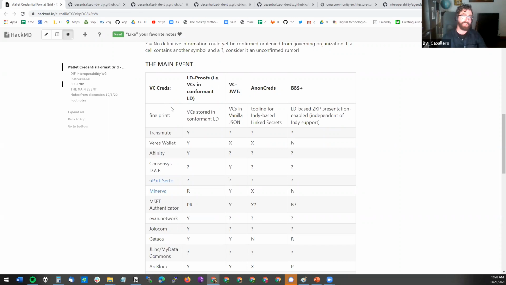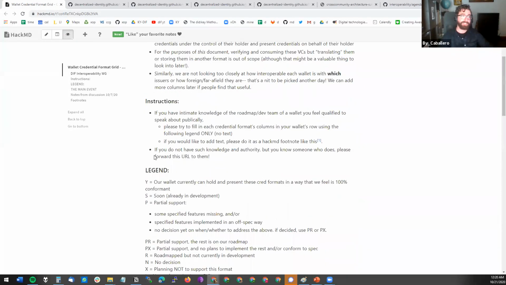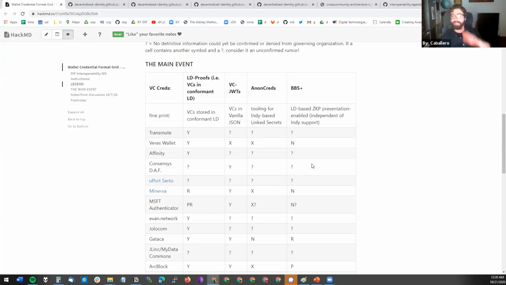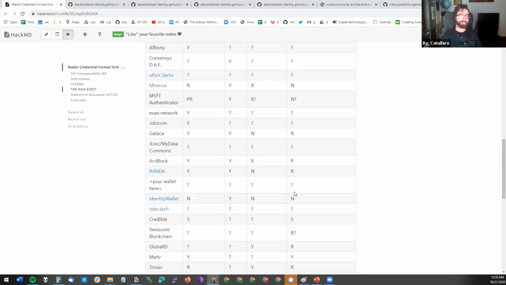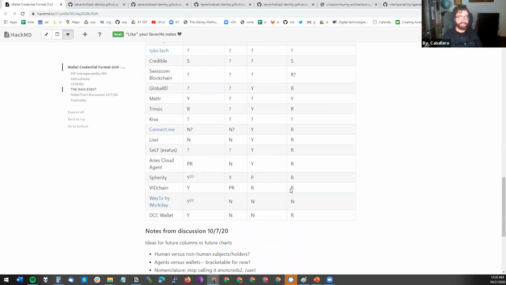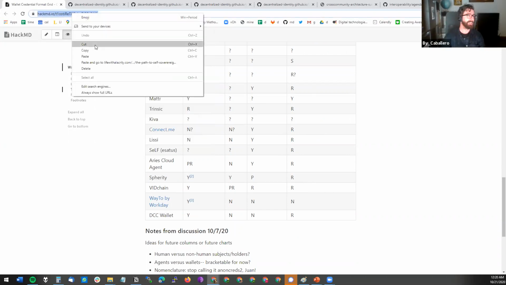We're trying to fill out a matrix. Which kinds of VCs does each wallet hold and present? Seems like a simple question, and yet no one could answer for anyone else's wallet. People hesitated, didn't know, put a question mark after it if they thought they knew. So we're asking people to go into this unlocked HackMD and update the row of the wallet they work on. If you work on a wallet, or you're a junior member of a team working on a wallet, hopefully this is a high enough level question that anyone working on a wallet should be able to fill this out. So find your row or add your row if I've missed you. Apologies. I'll put this link in the chat.